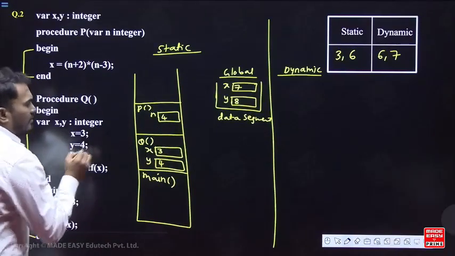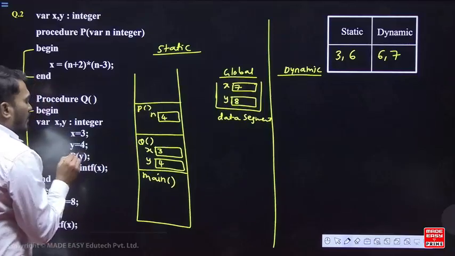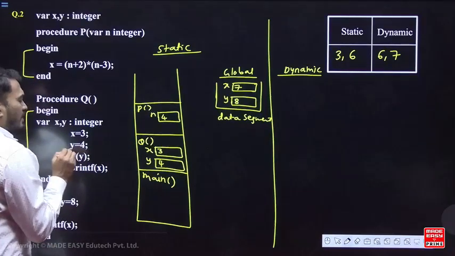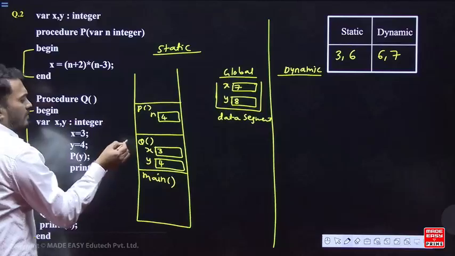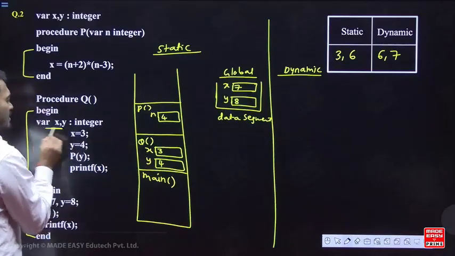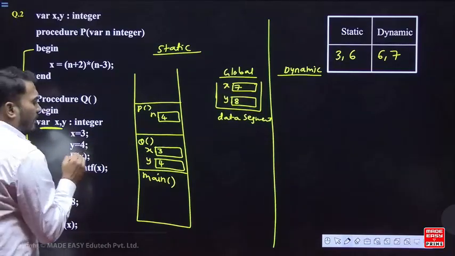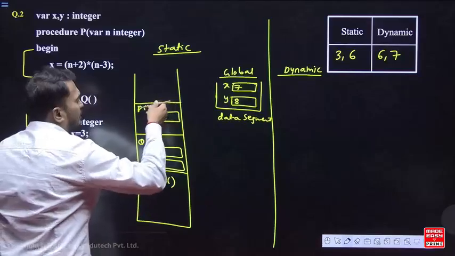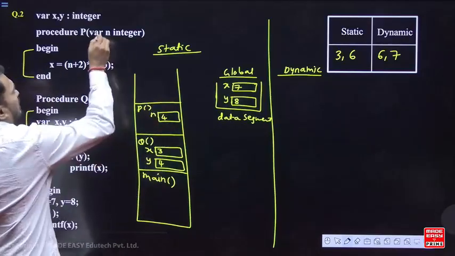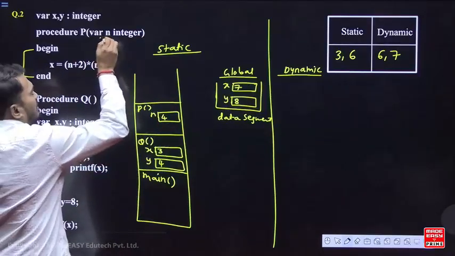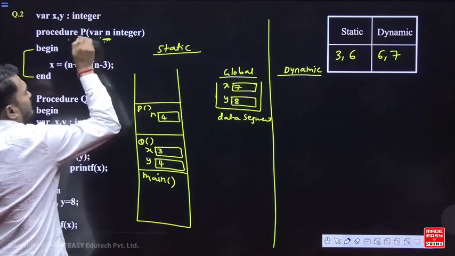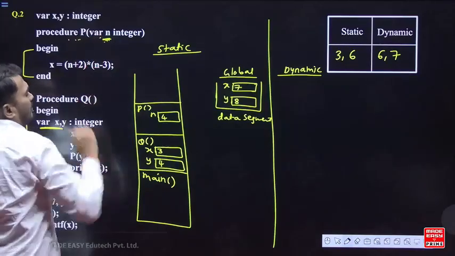Function p call किया. Function p is pushed into stack. In the function p, what you are passing? Y. Is the y available here? Yes, sir. In this function q y is available because declaration is there. This is a declaration. So y value is 4. 4 is passed into function p, and that is received in the variable n. And remember, this is a local variable to this function p.